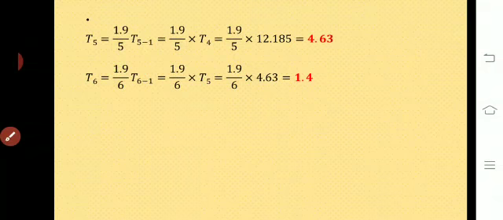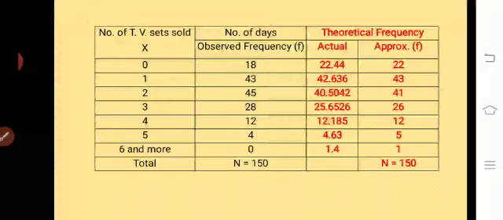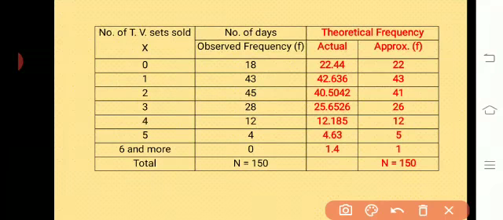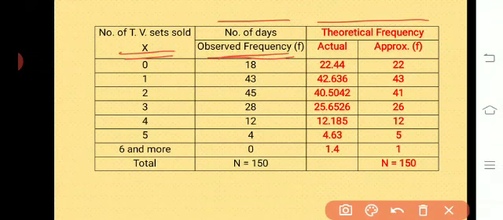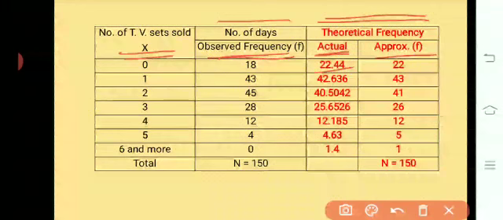Now all these observed and calculated frequencies we have to write in tabular form. The first column is the number of TV sets sold, that is x, the variable. Then the number of days, that is the observed frequency, which is already given in the question. The next column is theoretical frequencies, whatever frequencies we have calculated, the actual fraction values. And the last column is approximated, where we approximate these fraction values and write them.